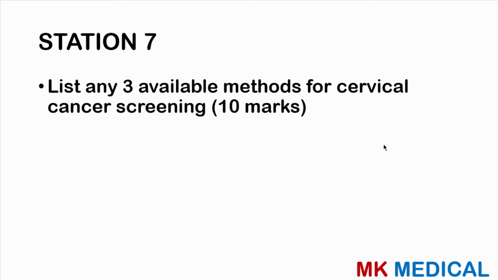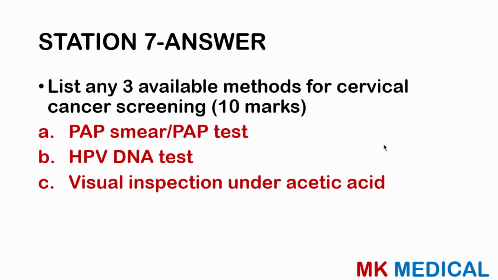And here comes the answer. So obviously you could either do a pap smear or a pap test. Remember, if you followed the videos on MK's Exam Secret, a similar question was asked on this. So if you want to find out details of this question, please visit that video right after you watch this video. Then you may also do an HPV DNA test. This is a type of PCR. You may also perform visual inspection under acetic acid, which is pretty much vinegar.